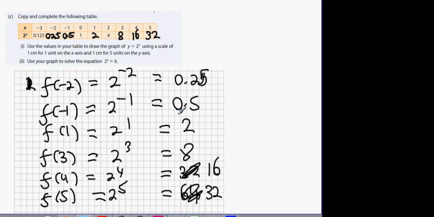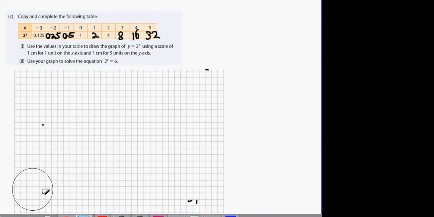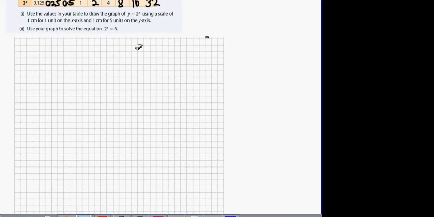Now, use the values in your table to draw the graph y equals 2 to the power x using the scale of 1 centimeter for 1 unit on the x-axis and 1 centimeter for 5 units on the y-axis. Okay, guys, don't really mind that question. In your test, you're going to be told to use the blocks. So what we're going to do is use the blocks. You could measure it out, but why would they give you this paper if you're going to measure it out? Okay, so I'll do it at the very bottom.